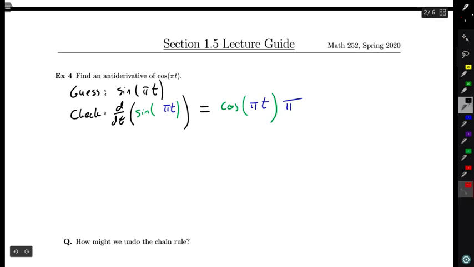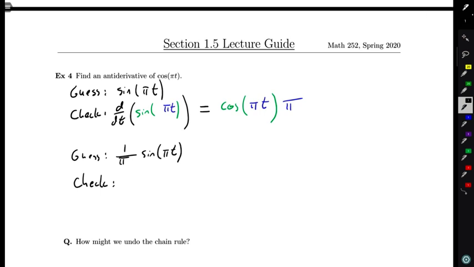And the way that we're going to remedy that is with a new guess. We're going to guess 1 over pi times the sine of pi t. We know that pi is going to pop out at the end because of the chain rule, so we're going to anticipate that and counteract it by putting a 1 over pi out front of the function. This isn't going to create too many more problems with new derivative rules popping up, because derivatives preserve constant multiples. So when we're taking the derivative, that 1 over pi is going to stick around all the way until the end. So let's go ahead and verify that this works.